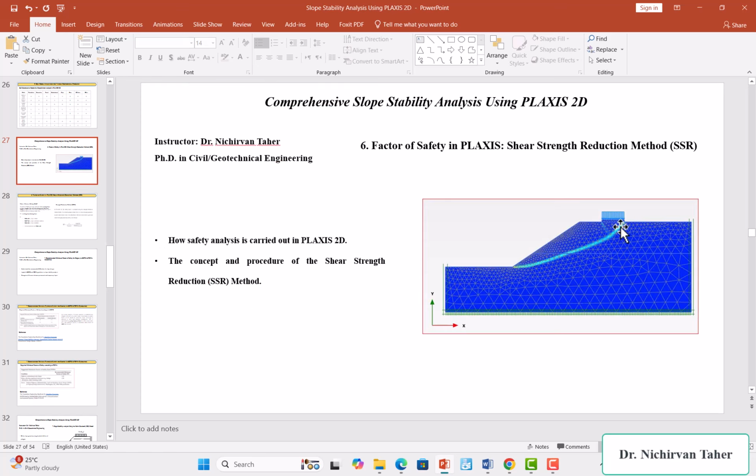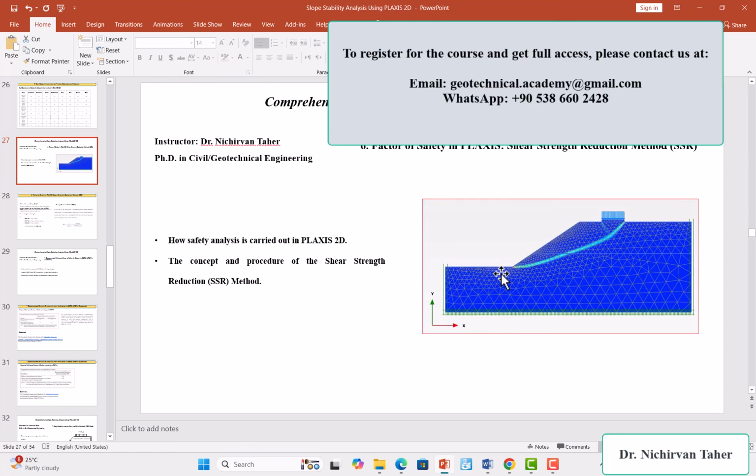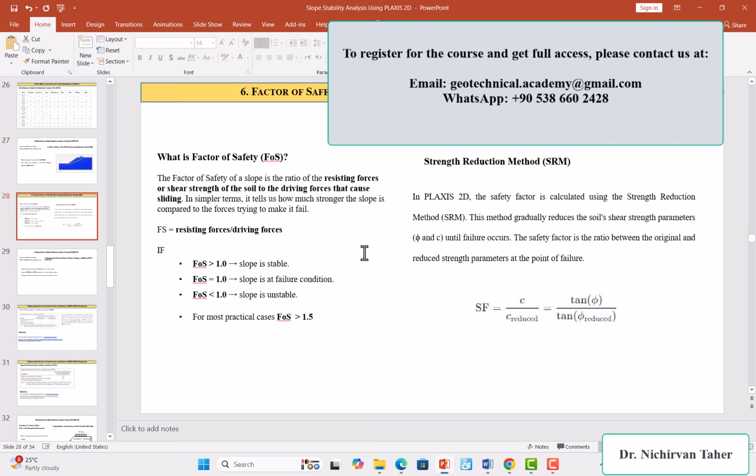So in PLAXIS we don't need to pre-assume any failure surface, and after performing the safety analysis we can see this failure surface, which gives the minimum factor of safety for this slope.